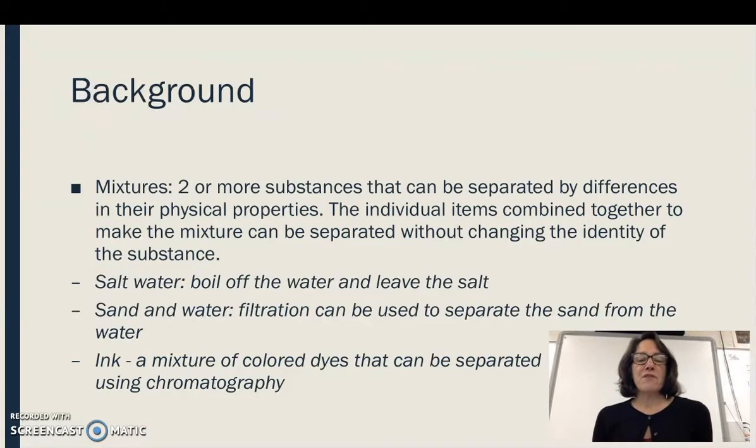Also remember from your physical science course that when I combine two or more substances where they retain their physical properties, I have a mixture. I haven't combined them in such a way that they chemically reacted to make a new substance, and I can still pick out the individual physical and chemical properties of the components of a mixture. So for example, salt water is a mixture because I can easily boil off or separate the water and leave the salt behind.